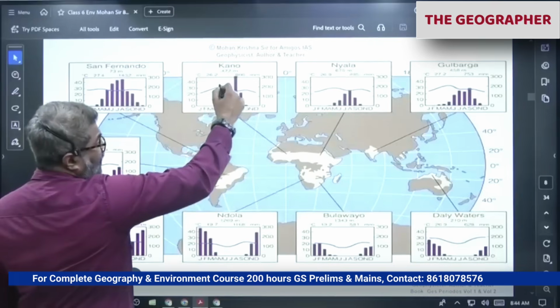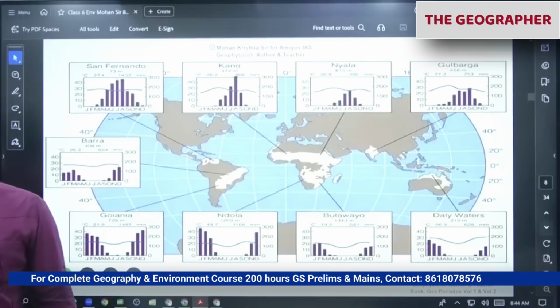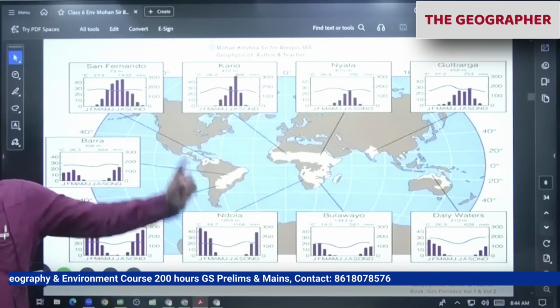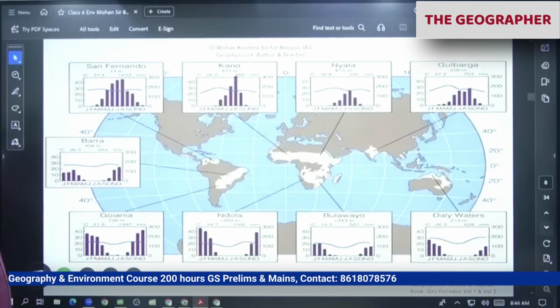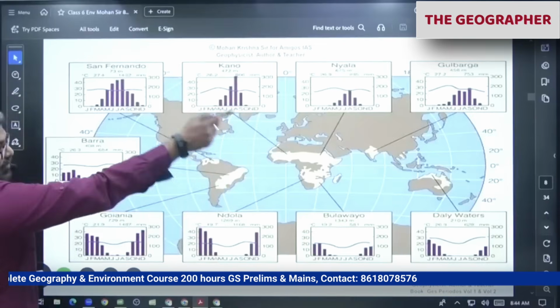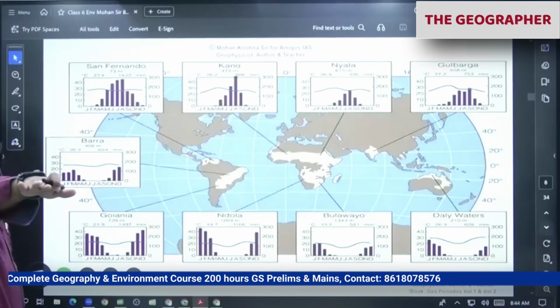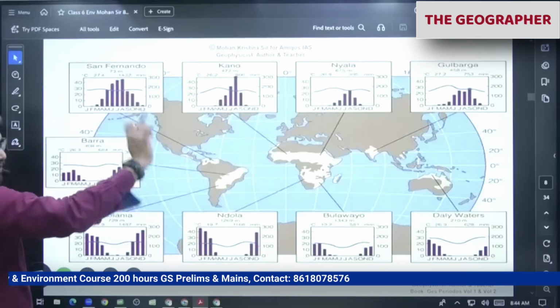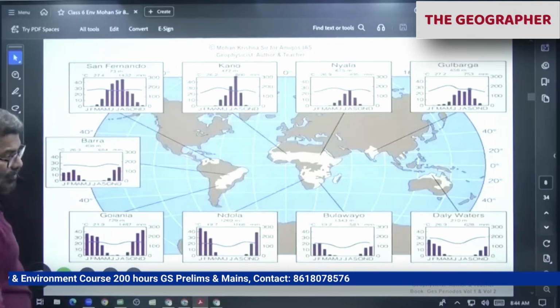See the temperature graph, this is temperature. The climograph always shows temperature in a line graph, rainfall in a bar graph. So in different places, rainfall is not very high, very less. In the equatorial biome you saw, rainfall was high throughout. Temperature also varies. Here you can notice how it is varying.